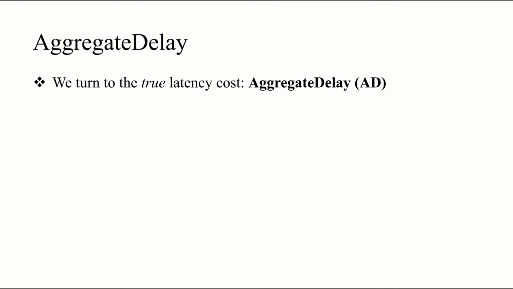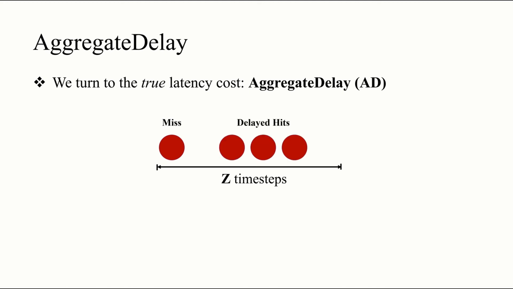Our insight, which we learned from Belatedly, is that we should use an object's aggregate delay, or its true latency cost. Since I didn't have time to go over Belatedly's formulation, I'll give you the intuition instead. When we have a cache miss, it doesn't just affect the latency for that request, but it also affects the latency of subsequent requests that fall within Z time steps of the original miss. That is, the delayed hits. So we must incorporate their cost as well.